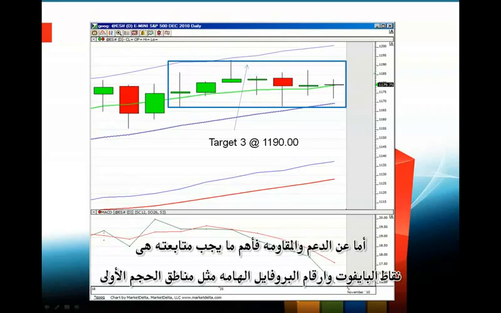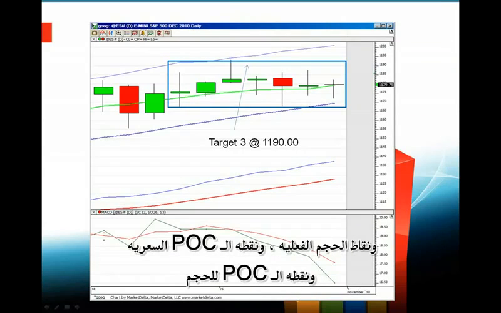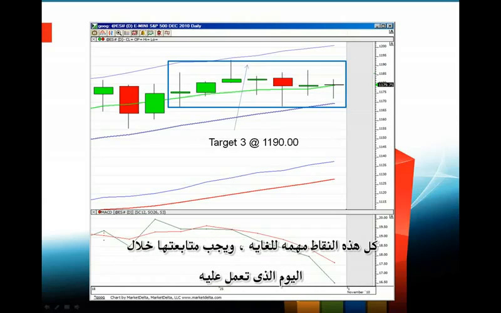Pivots or numbers that you ought to be looking at on a profile chart, such as the initial value area, the actual value area, the POC, the volume POC. All these are very important for each of the days and the prior days that you're looking at.